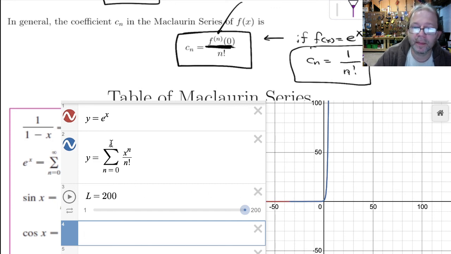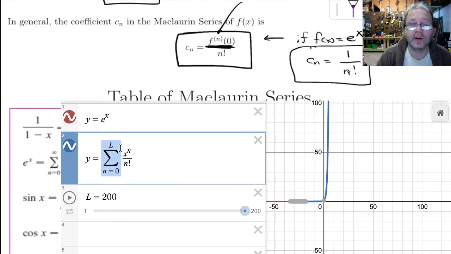And if I could put in an infinity up there at the top, this would be an approximation that, well, it wouldn't be an approximation anymore. If I could make it go to infinity, it would be exactly equal to it everywhere.